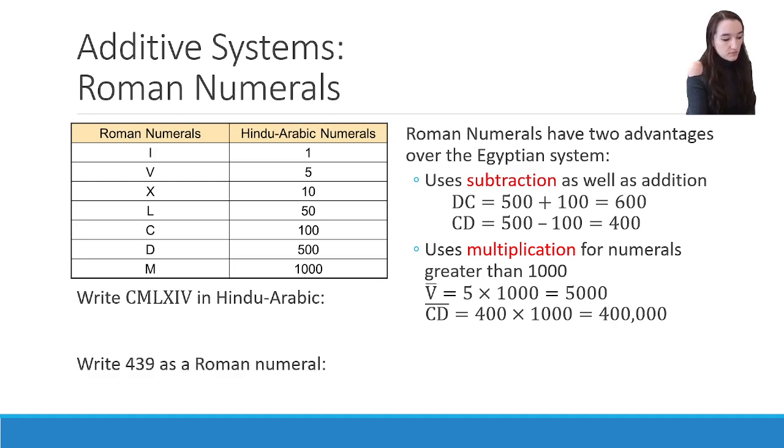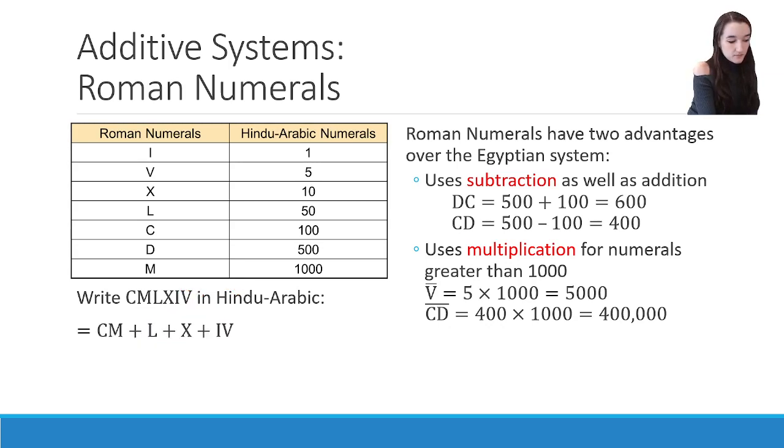So we're going to start by writing the following CMLXIV into Hindu-Arabic. To do so, we start by translating each piece individually, but we are going to need to remember the order they're written in. So C is 100. M is 1,000, L is 50, X is 10, I is 1, and V is 5. So notice that these are not all in numerical order. So we're going to group together the ones that are not in order.